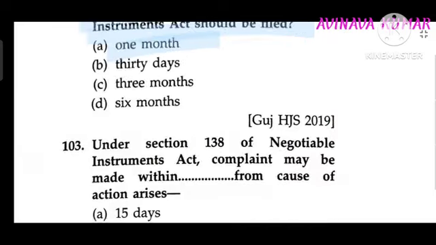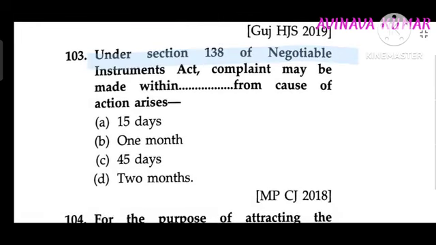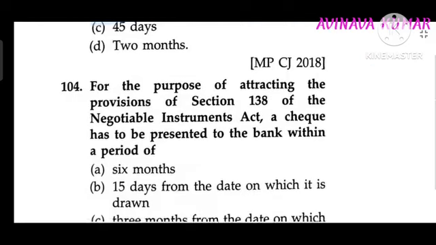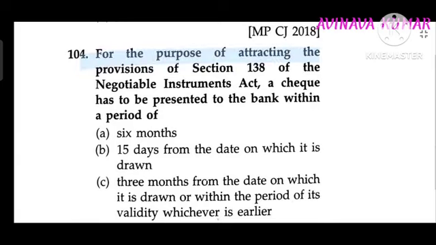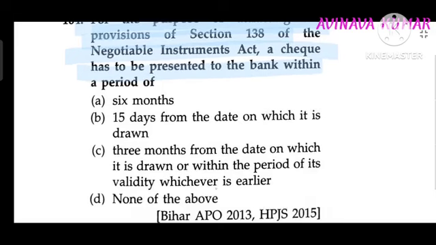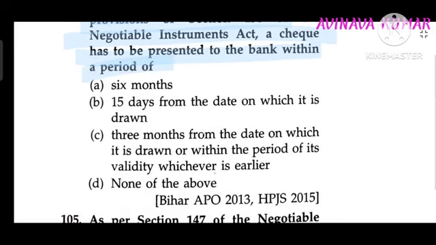1 month. Under Section 138 of NIA, a complaint may be made within 1 month from the date the cause of action arises. For the purpose of attracting the provision of Section 138 of NIA, a check has to be presented to the bank within a period of 3 months from the date on which it is drawn, or within the period of its validity, whichever is earlier.